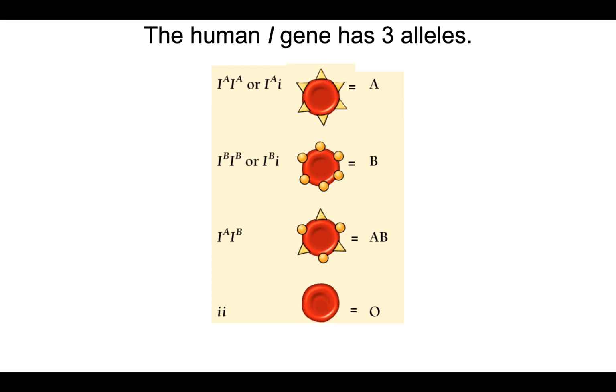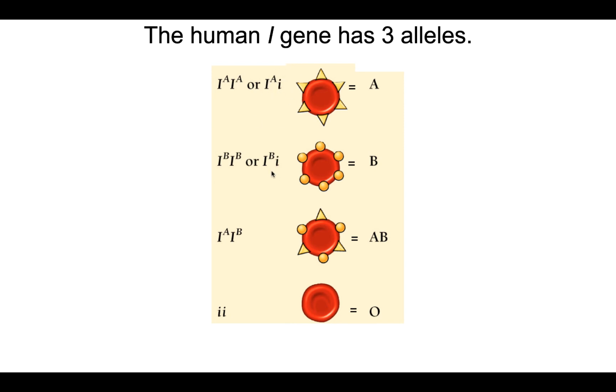It has the IA and the IB like we've already seen, but it also has the little i. Now the little i encodes an enzyme that doesn't work at all, so you don't get any glycoproteins on the surface of the red blood cell. And what that means then is the little i is recessive when you compare it to both the IB and the IA.